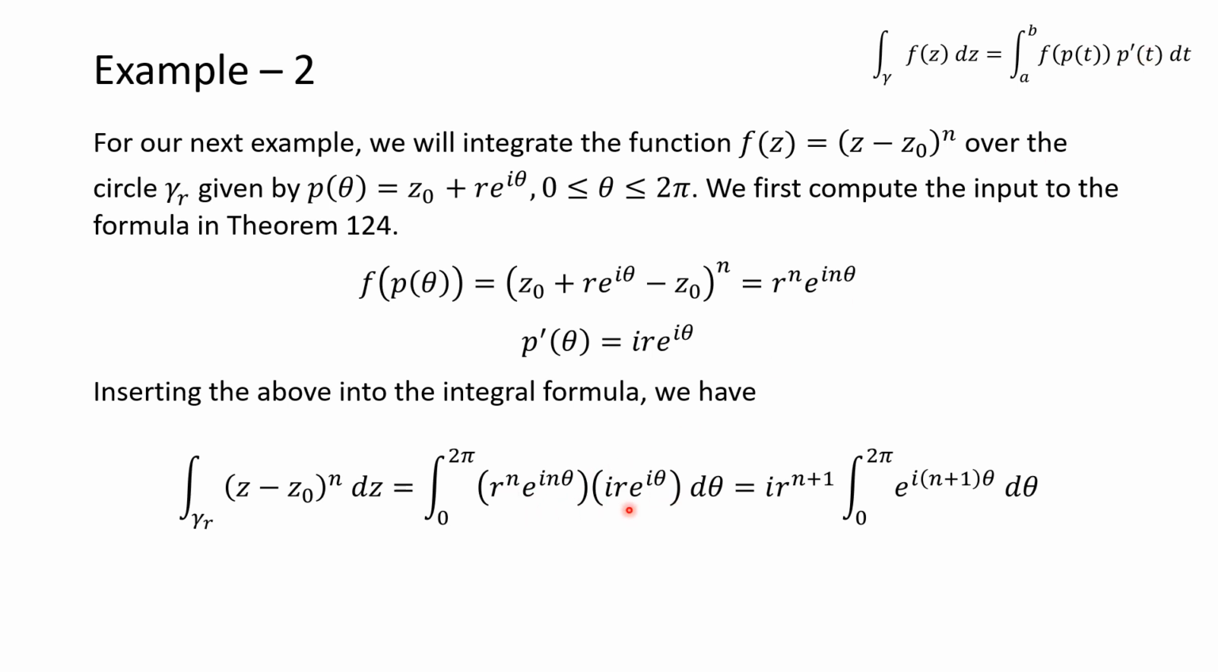We get this product. Then we can factor out an i r to the n plus 1, right? Because none of those involve the thing that we're integrating over, which is theta. And that leaves us with e to the i n plus 1 theta. There's two different cases, when n is equal to minus 1 and when n is not equal to minus 1. And we'll evaluate those two cases on the next slide.